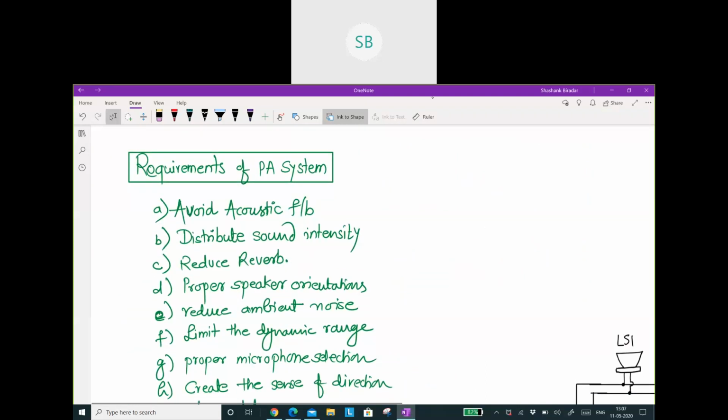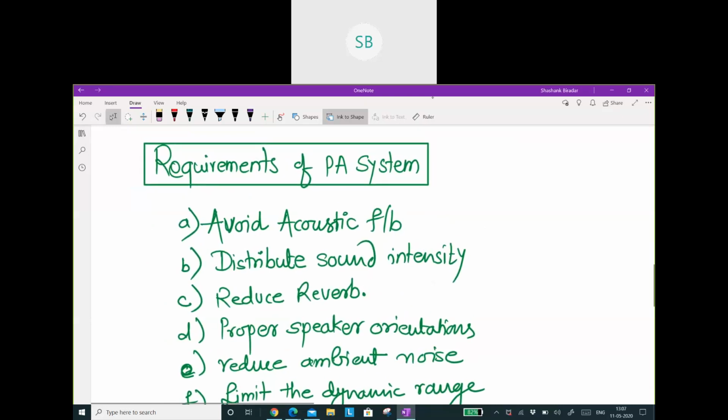Then there is a list of requirements of the PA system. We will finish this one. This is the last part of today's lecture, and we will see the rest of the things in the next lecture. So we will finish these requirements of the PA system.